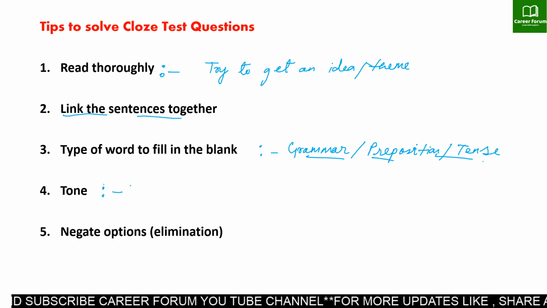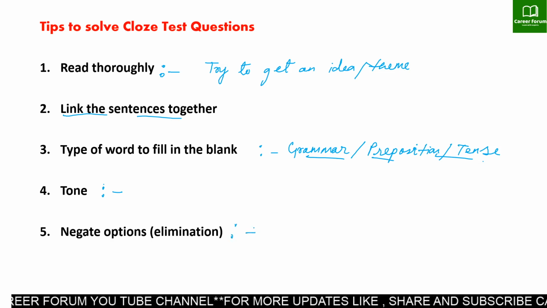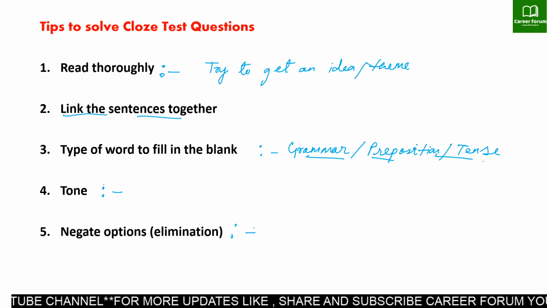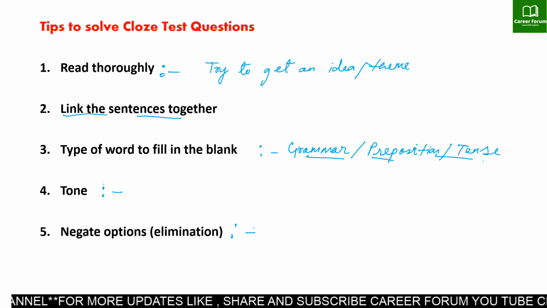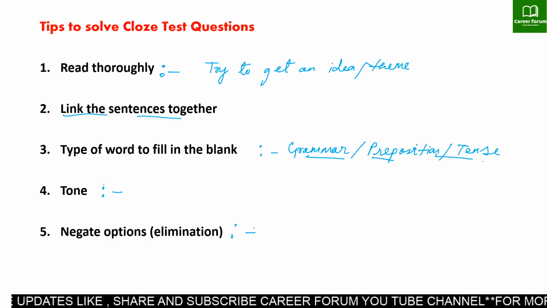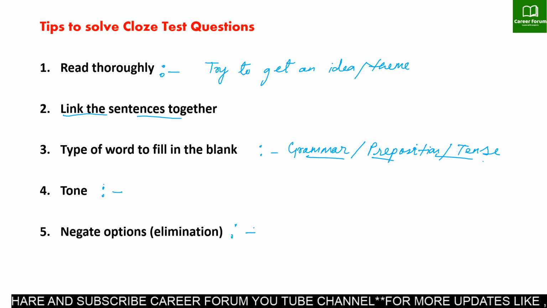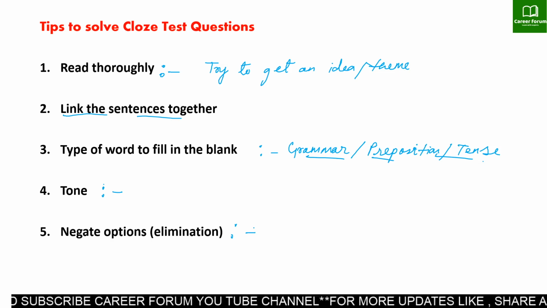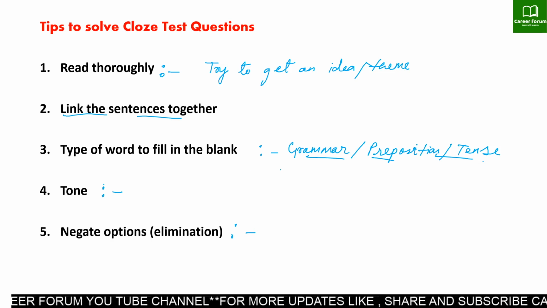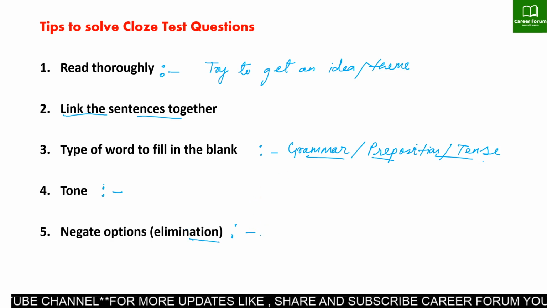This is the approach. Elimination or negation is needed because sometimes options seem to be very close in meaning. For such cases, remember that the context of the blank needs something very specific in meaning. So you don't have to choose a synonym of the actual word. You have to identify the actual word that fits in the blank, and it is important to eliminate the other options. By elimination you can easily come up with the most appropriate choice.